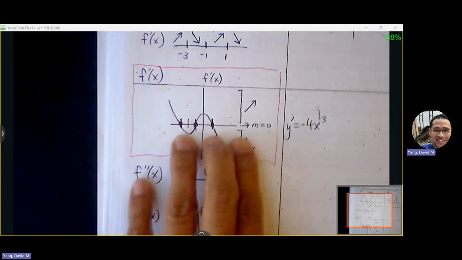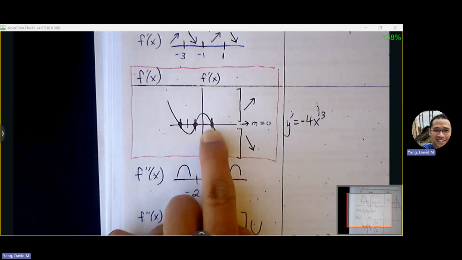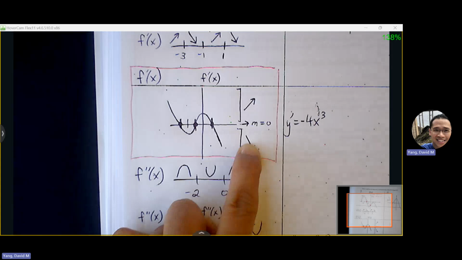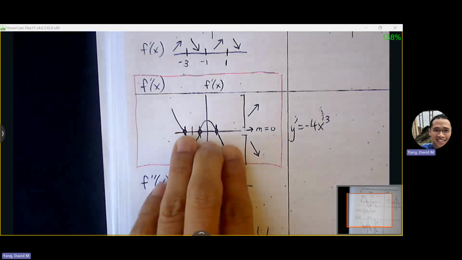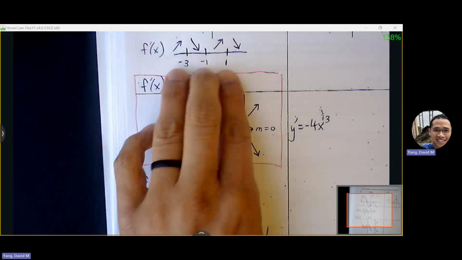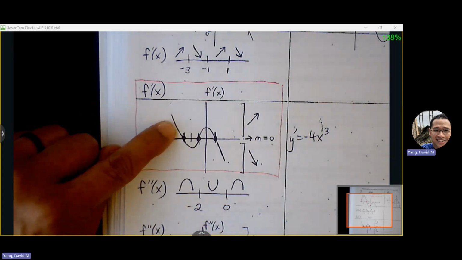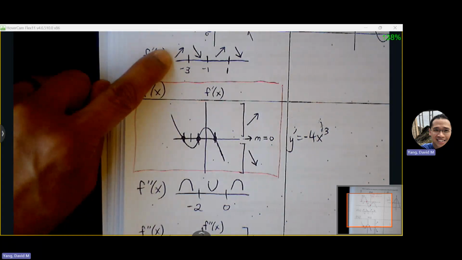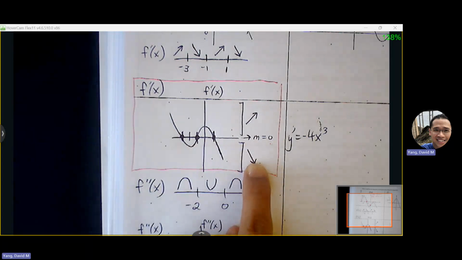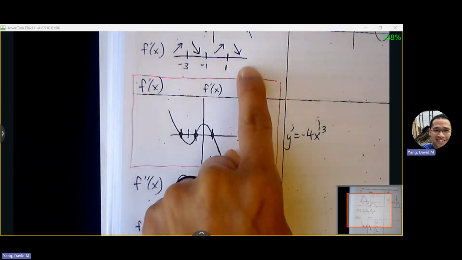So this is what we're going to do if you're given an f prime graph. You're going to first identify your x-intercepts. Your x-intercepts are your slope zeros, and then you're going to label your f prime graph. Above is positive slope, below is negative slope. After that, you're going to place your x-intercepts onto your sign line. So -3, -1, and 1 will go onto your slope sign line. And then if it's above the x-axis, you're just going to indicate that with a positive slope. If it's below the x-axis, look at your indication. That's a negative slope. Above the x-axis, positive slope. Below the x-axis, negative slope.